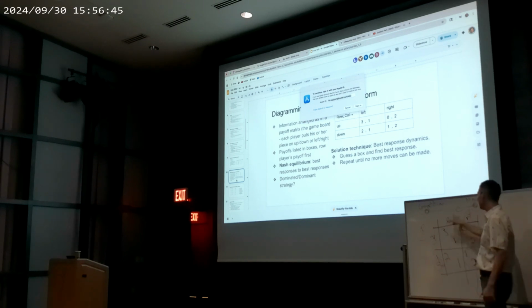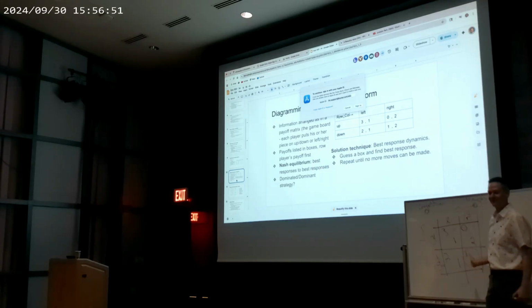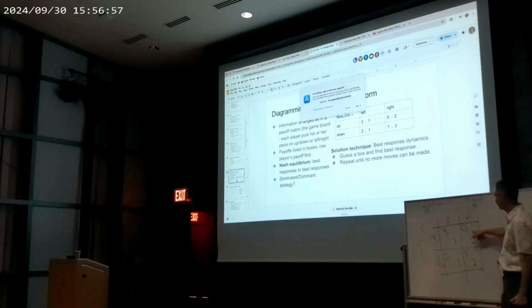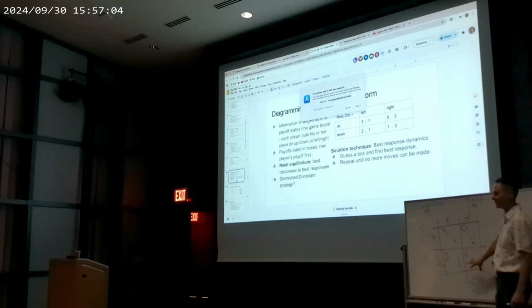And so you can say anybody who's the column player will always just go right, because they're guaranteed a higher payoff. So once you know that, then it's really just a choice between up or down for the other player, and that's just a choice between 0 and 1 for the row player. So once again, that's another way to wind up here.